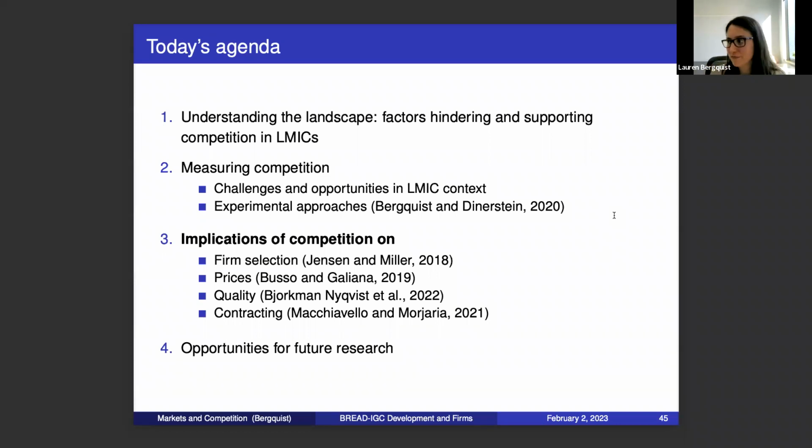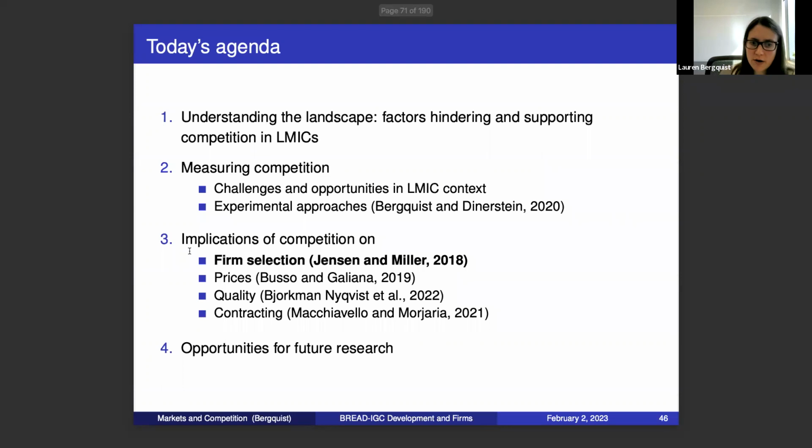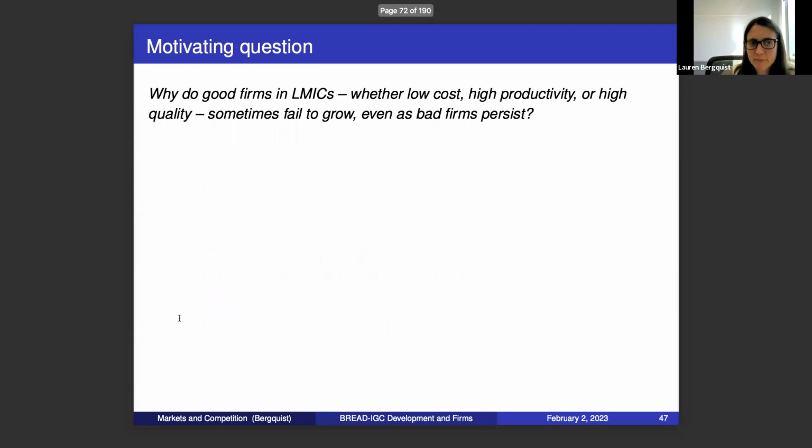Yeah, absolutely. Okay, so in our last half an hour, we talked about measuring competition. Let's turn now to implications of competition on market outcomes. We'll talk first about impacts on firm selection, who survives and who exits when competition is increased. And then I'll talk very briefly about three other really nice papers looking at the impacts on prices, quality, and contracting. Okay, so we'll start with this Jensen and Miller piece.